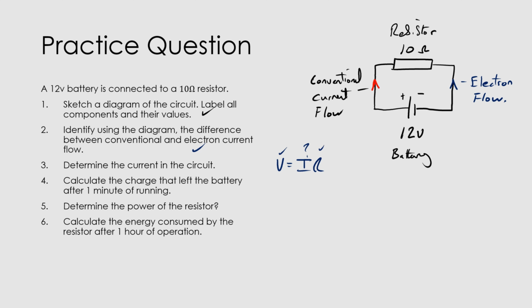So we're going to rearrange by bringing R underneath, by dividing both sides by R effectively, to get our I by itself. So in this case, our current I is going to be V divided by R. So we can substitute the values in. So our voltage was 12, our resistance was 10, and we get 1.2 amps.